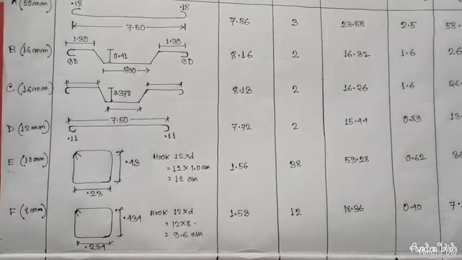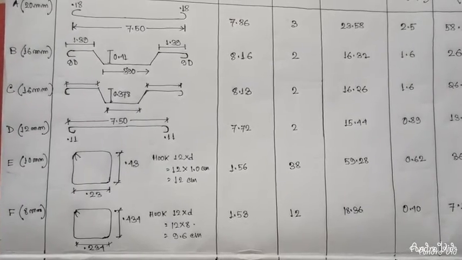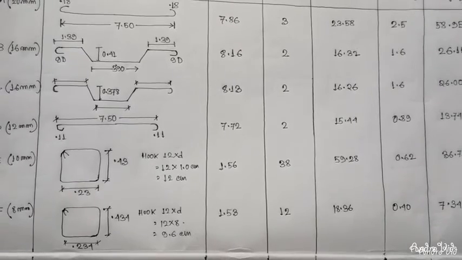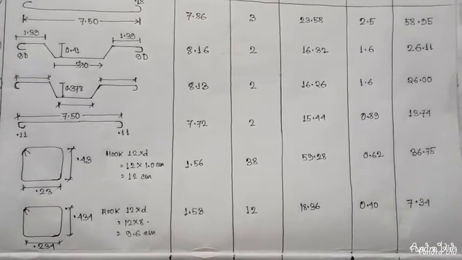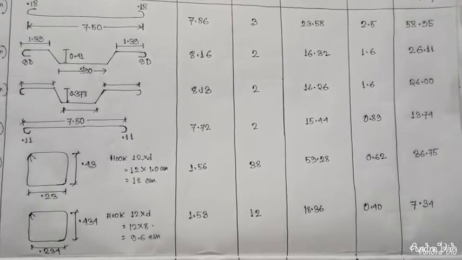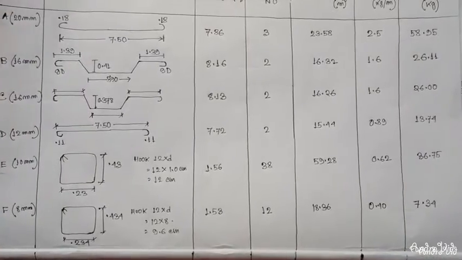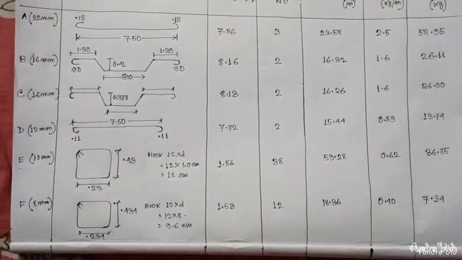The unit weight provided in our problem for this type of bar is 1.6 kg per meter. So the total weight of type C bent up bar is 26 kg.